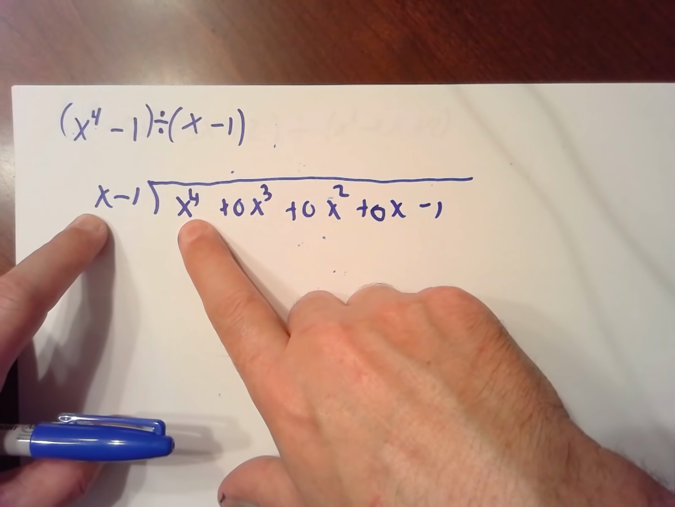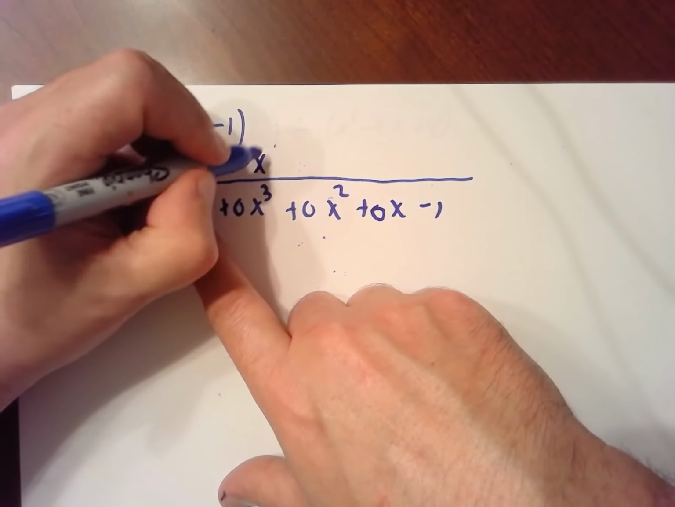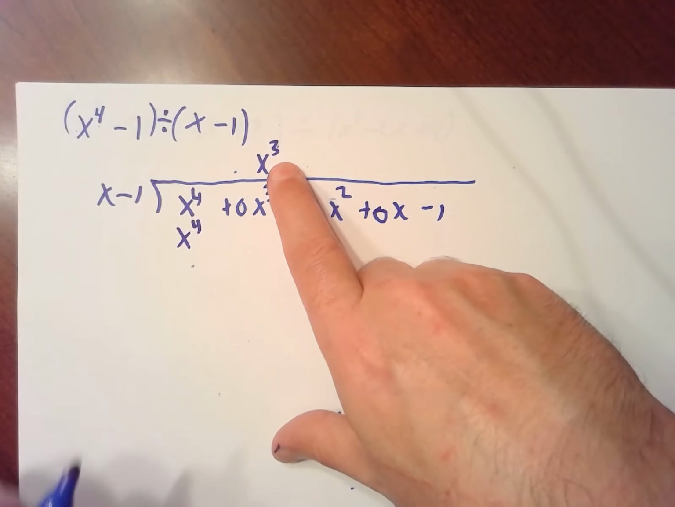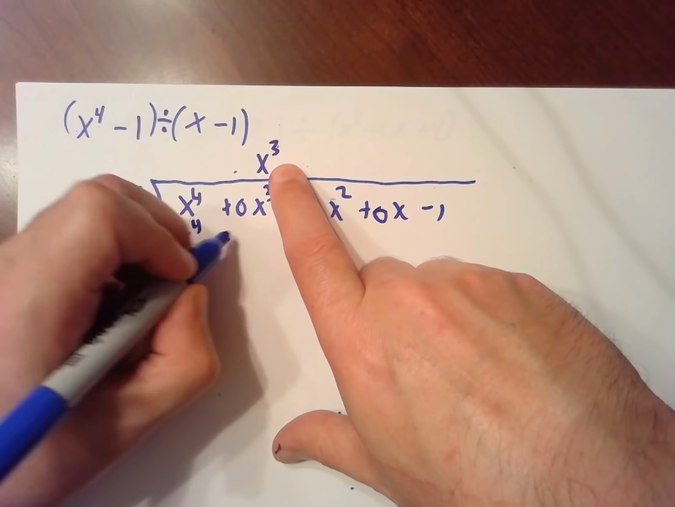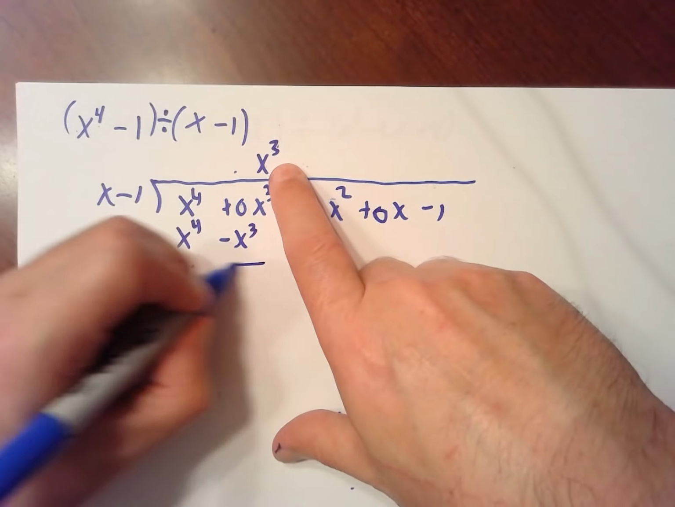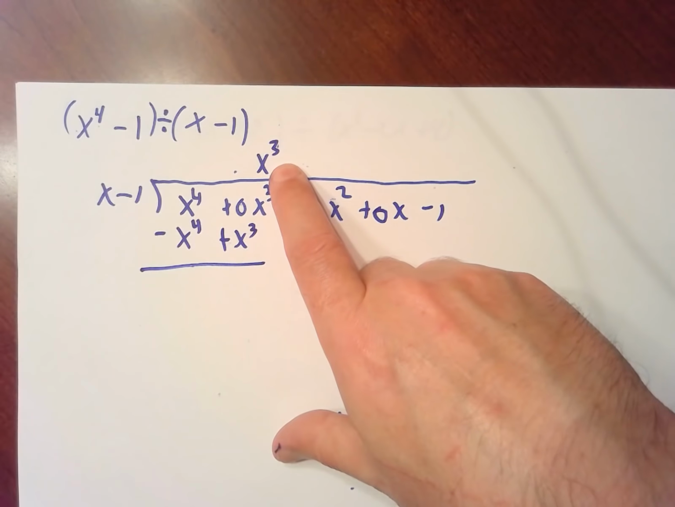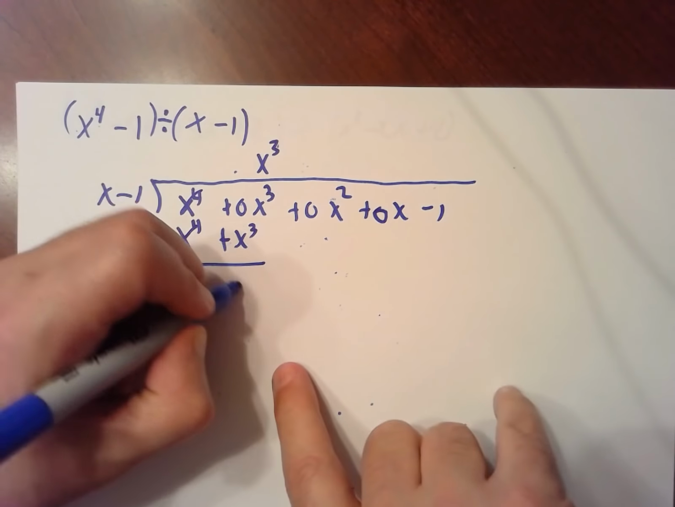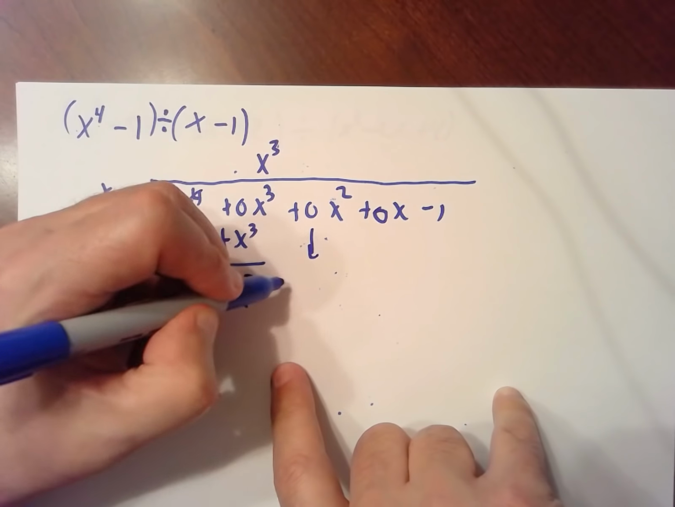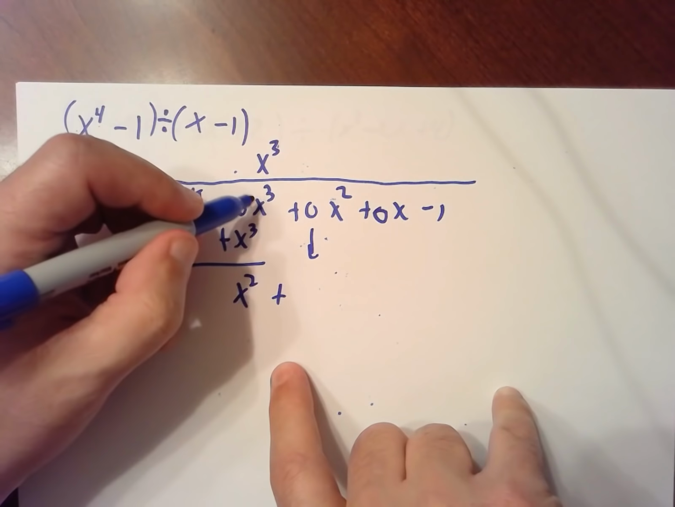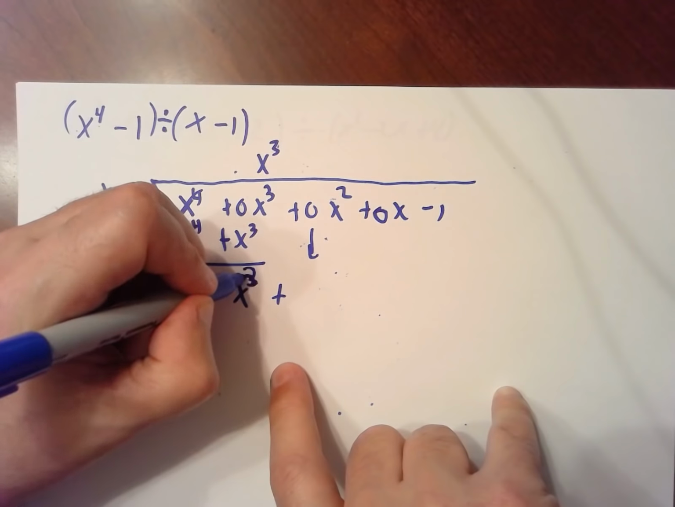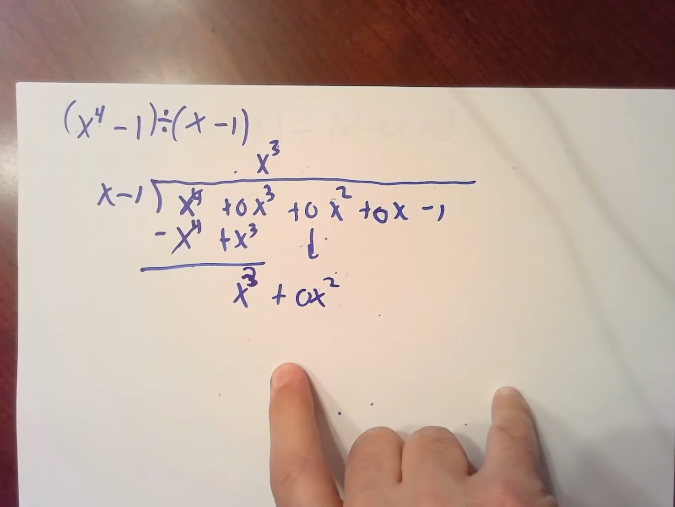X times what is x to the 4th? That would be 1x cubed. Distribute. X cubed times x is x to the 4th. X cubed times negative 1 is negative x cubed. Draw the line, change the signs. These two cancel, they better. 0x cubed plus 1x cubed is x cubed. Bring down the next guy, 0x squared.